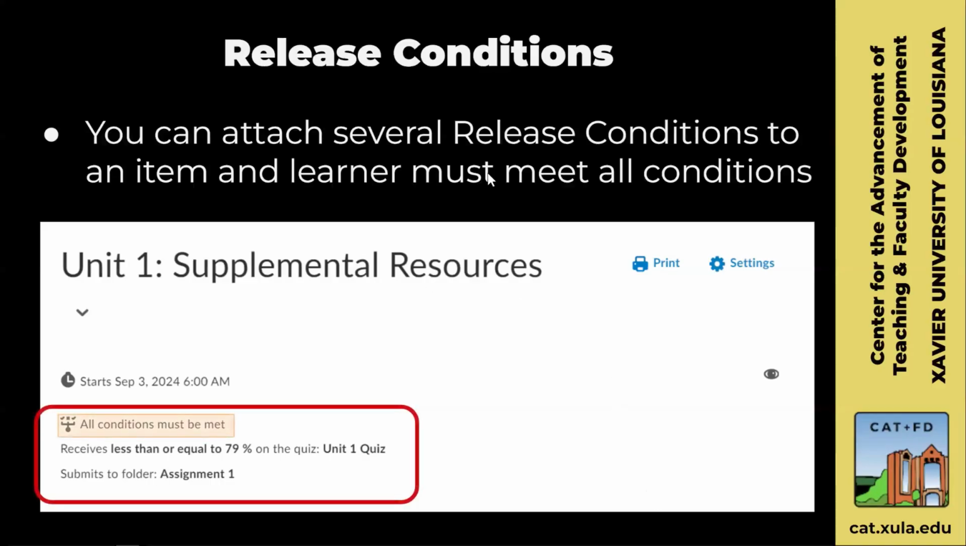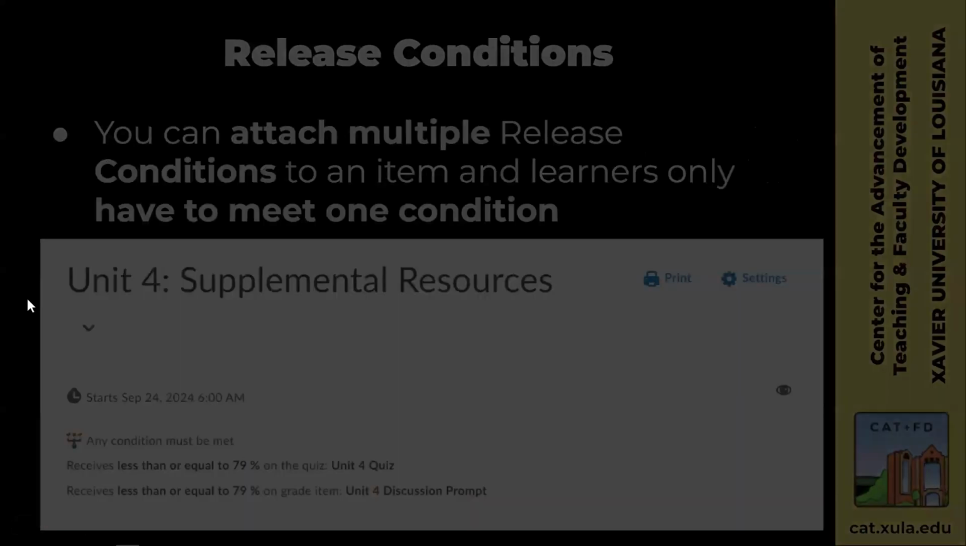You can attach several release conditions to an item, and the learner has to meet all of those conditions, right? So in this example here, same Unit 1 quiz, the same criteria, less than or equal to 79%, but they also have to have submitted to the Assignment 1 folder. So when both of these conditions are met, then these supplemental resources would be released to them.